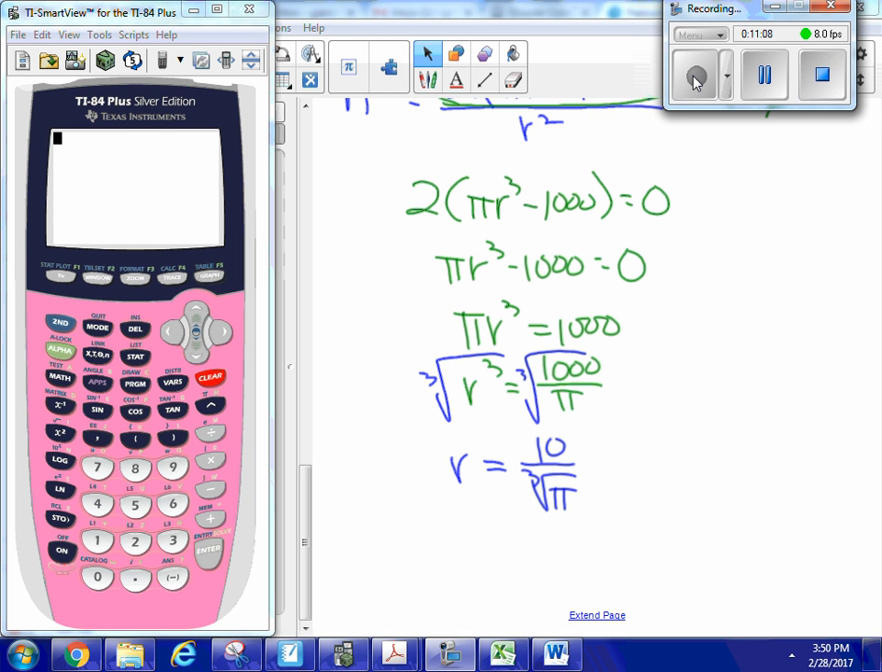Well, let's do a little bit of work with that to make sure that it's a minimum or a maximum. Let's find out what it is. But I'm going to turn it into a decimal because I don't really have any idea what that number is. So 10 divided by pi to the 1/3 power.